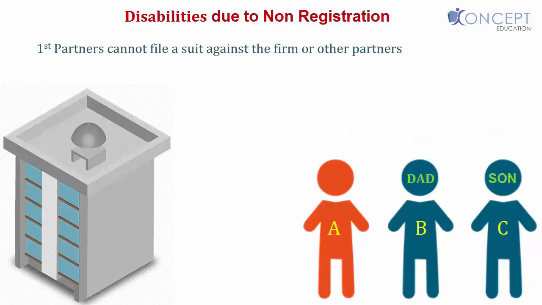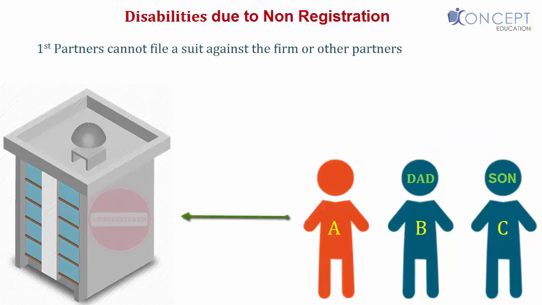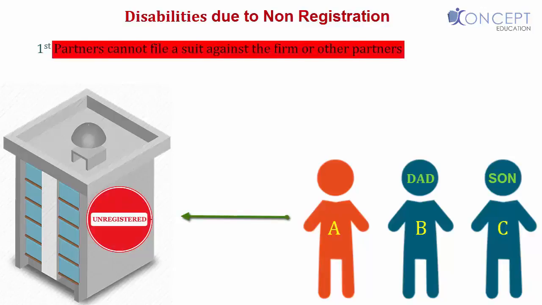At the end of the year, B and C, the dad son, decided let's not give any profits to A and now do not want to share any profits with A. Is this wrong? Yes, this is wrong. Can A sue B and C? No. A cannot sue B and C. Why A cannot sue B and C? Because they are an unregistered firm. And in an unregistered firm, partners cannot file a suit against the firm or the other partners.